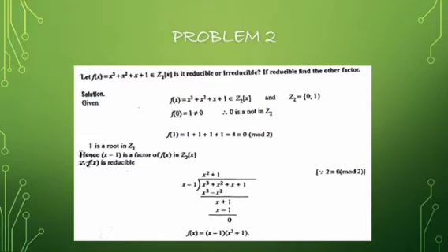Out of the two elements, one is not a root, and one is a root. From the one which is a root, I'm going to derive the factor. Since they're asking, if reducible, find the other factors.